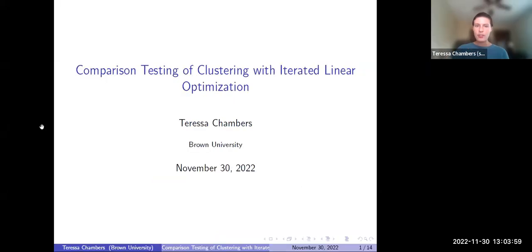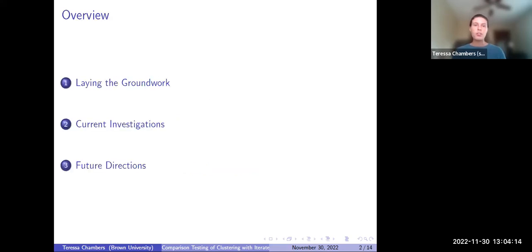There's an awful lot of terms in the title of that presentation that I'm going to need to go through one at a time, but I want to start with the main focus of my research, which is the algorithm itself for iterated linear optimization. I'm going to tell you a little bit about what it is, where we're working on it, and why we're interested in it. And then I'm going to go through some of the current ongoing investigations that I've been doing with this algorithm and where it's headed in the future.